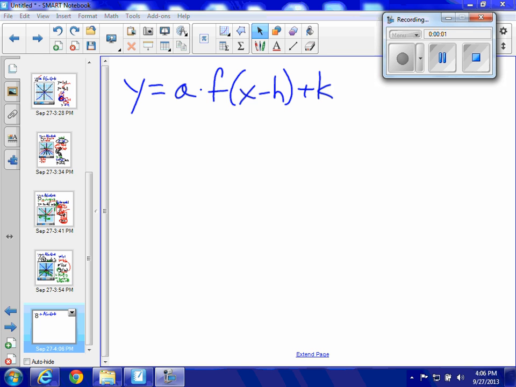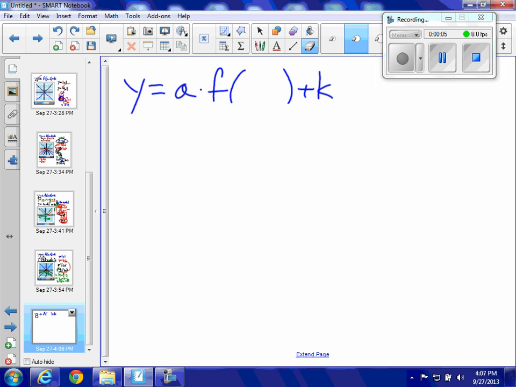Now I'm going to introduce one new thing into this. Instead of x minus h plus k, I'm going to put a b(x minus h) plus k. And right now I'm just going to focus on y equals the absolute value of bx.